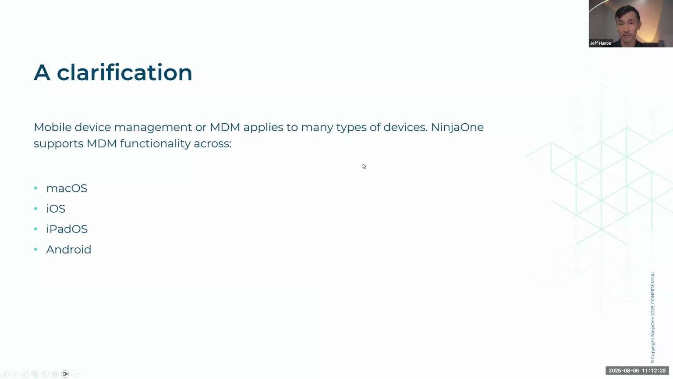Now, I do want to clarify something, because I think a lot of times when I say MDM, people go, oh, well, this means whatever particular device I want to have an MDM. And so I wanted to be very clear about what NinjaOne actually supports today for mobile device management. You can see them right here. It's macOS, iOS, iPadOS, and Android devices. So any device that is running a supported version of those operating systems, you can enroll in NinjaOne MDM.